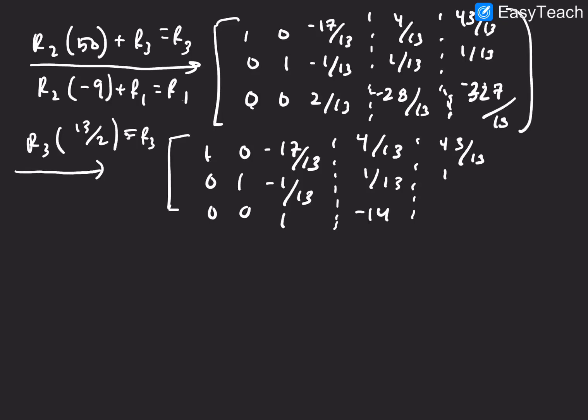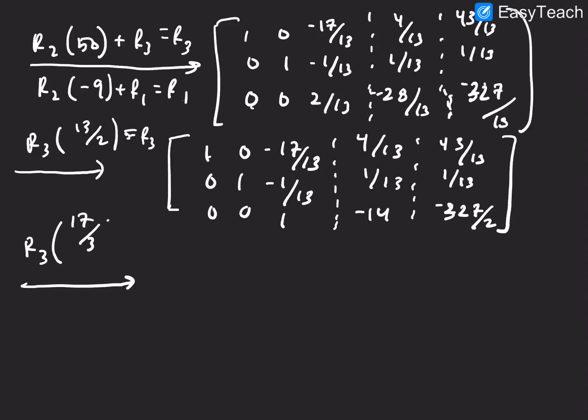And this is our augmented matrix after that operation. 327/2, which is getting a little cleaner. And what I could do here, I can multiply row 3 by like 17/13, and then add it there and get a new row 1, which is what I'll do. And then I can get rid of that 1/13 using this row 3 again. So let's do that. Row 3, 17/13 plus row 1 will give me a new row 1.